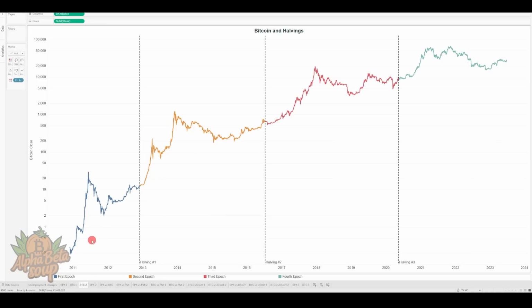The initial issuance rate in the first epoch was 50 Bitcoin per block every 10 minutes. After the halving in 2012, issuance was cut in half to 25 for this era here. In 2016, we had another halving, and daily issuance was cut to 12.5, and that went through May of 2020. And after that halving, issuance was cut again to 6.25. When we have the next halving in approximately April or May of 2024, issuance will be cut in half once more, down to 3.125 Bitcoin per block.